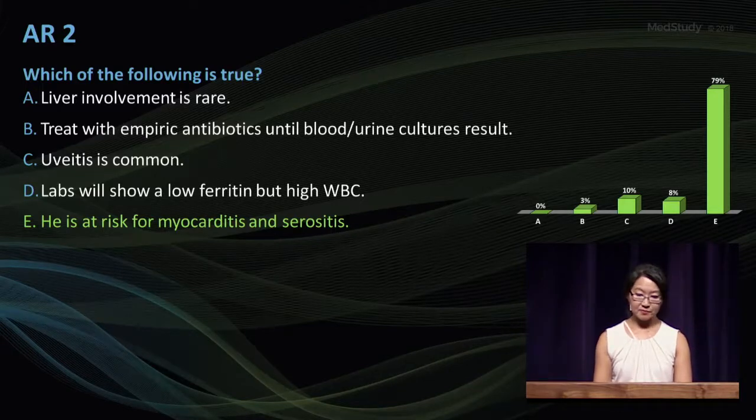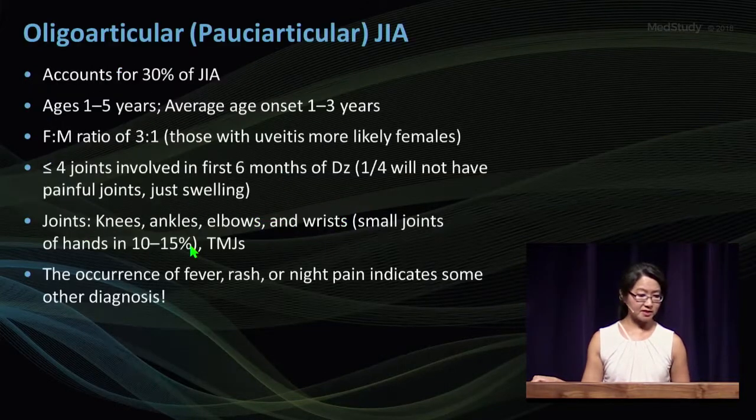The answer is E, so I'm glad that you're paying attention. Liver involvement is common with systemic onset JIA. You don't necessarily have to treat with empiric antibiotics because he's not infected even though he has high fever. Uveitis is not common in systemic onset JIA. It's common in oligoarthritis JIA. Labs will show a high ferritin as well as a high white blood cell count. So E is the only one that's correct in this circumstance.